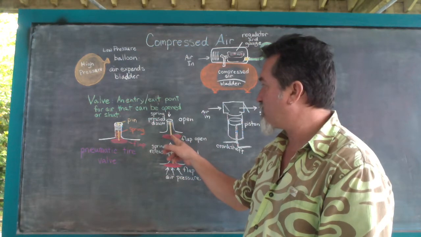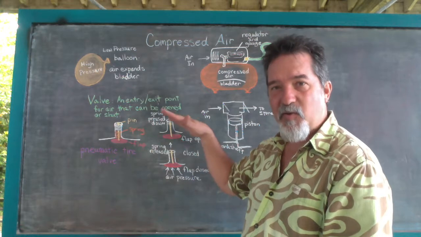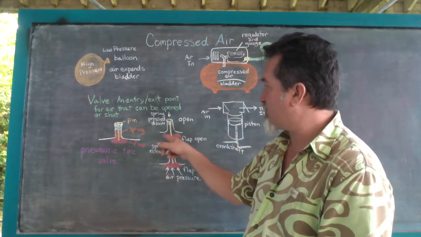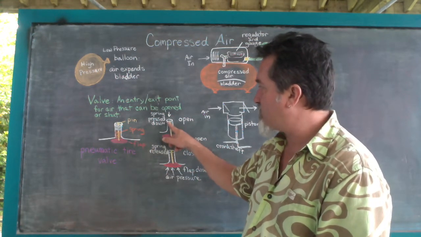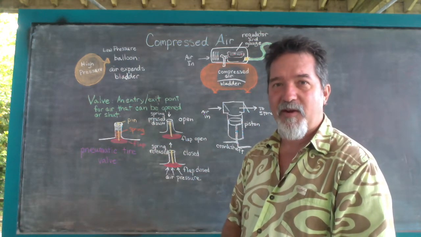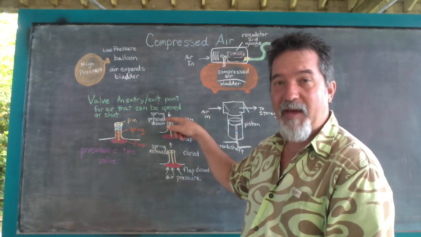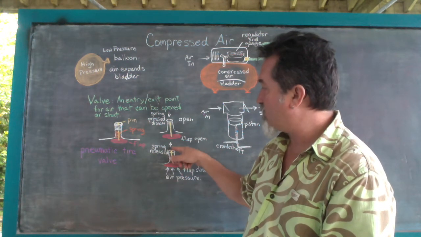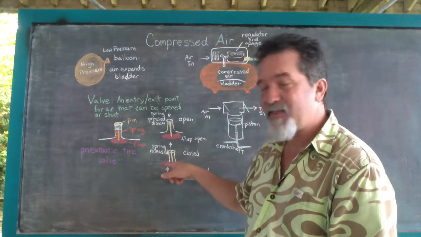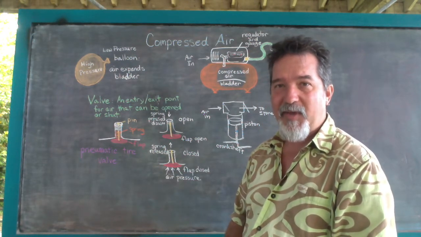When that valve is pushed down, the flap here at the bottom is going to be released from the surface of the tire itself, allowing air to move in and enter into the actual tire itself. When there is no longer pressure on that pin, the pin will return to its original place and the flap will seal off the entryway that the air came in.